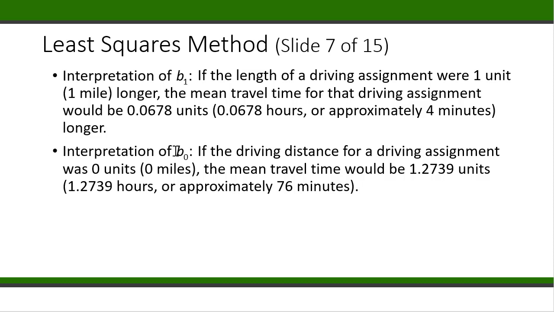The interpretation of the intercept, B0, if the driving distance for a driving assignment was 0 units, because that would be where x is 0, the mean travel time would be 1.2739 units, or approximately 76 minutes.